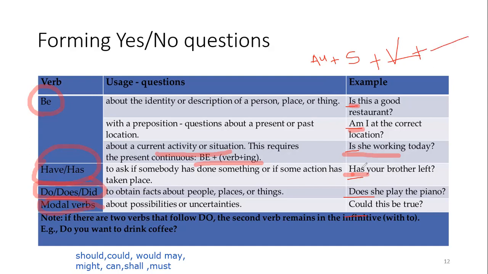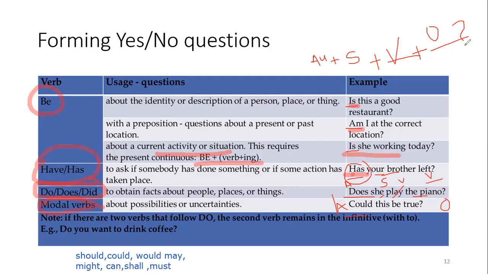For example, if you take this, has your brother left? Has is the auxiliary, your brother is the subject, and left is the verb here. Okay, does she play the piano? The same. Does is the auxiliary, she is the subject, play is the verb, the piano is the object. Right? Do you see? Auxiliary, subject, verb, plus object. So this is how you form yes no questions.